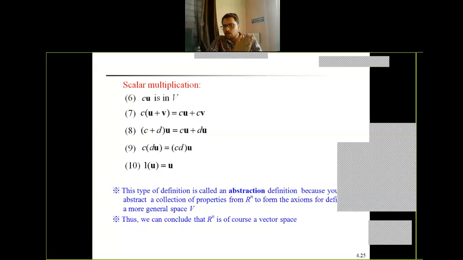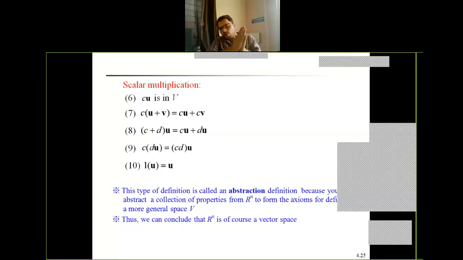And as I told you in the first lecture itself, please remember Rn is a very premier example of vector space. We can conclude that Rn is of course a vector space. That's why I told you while defining the space Rn. Now you will get the idea why Rn is a premier example of vector space.